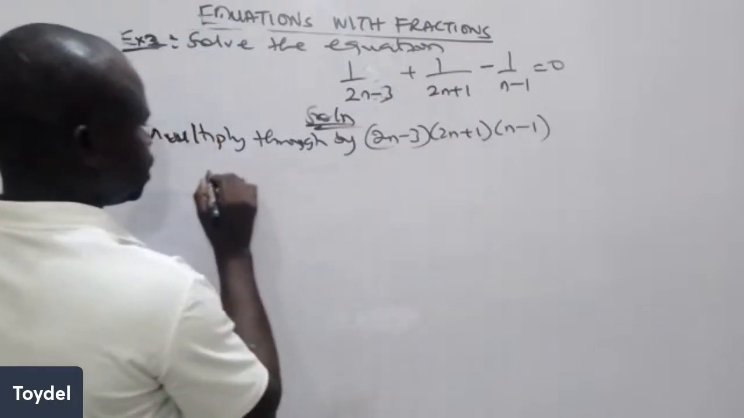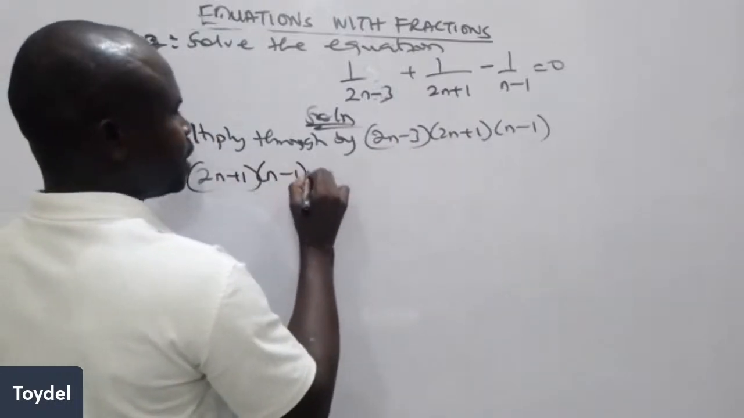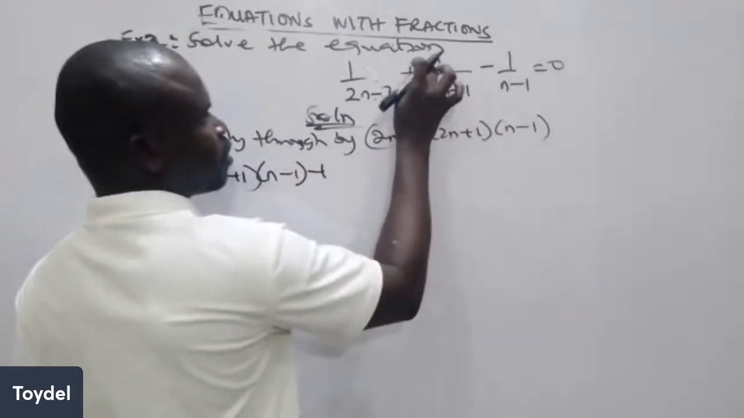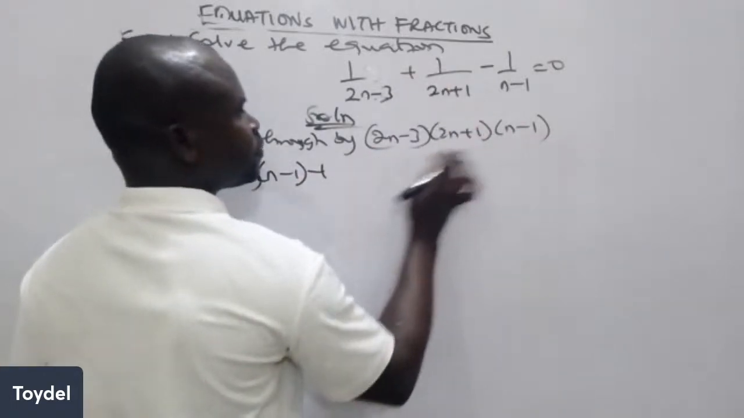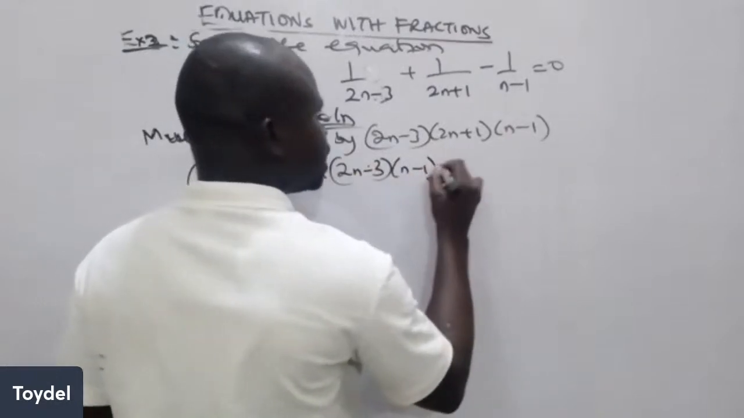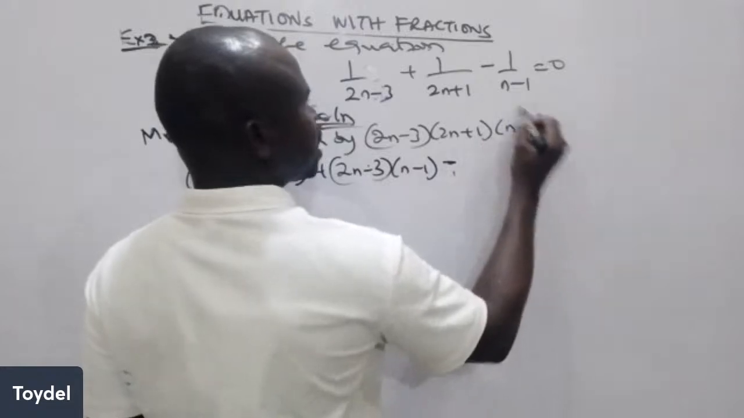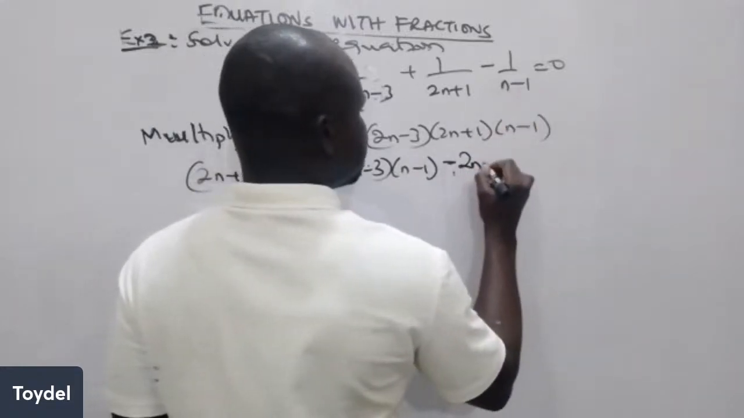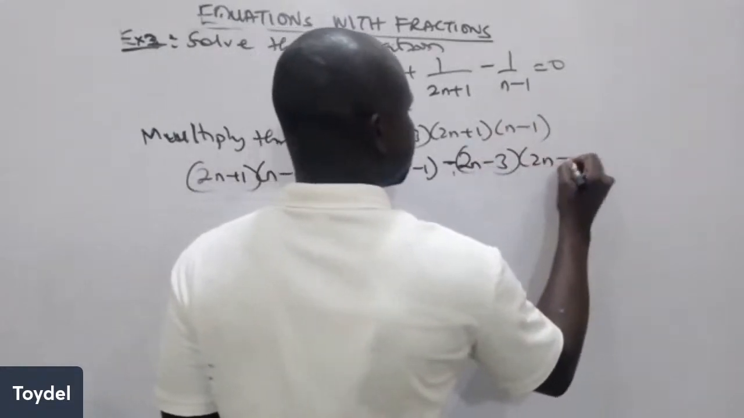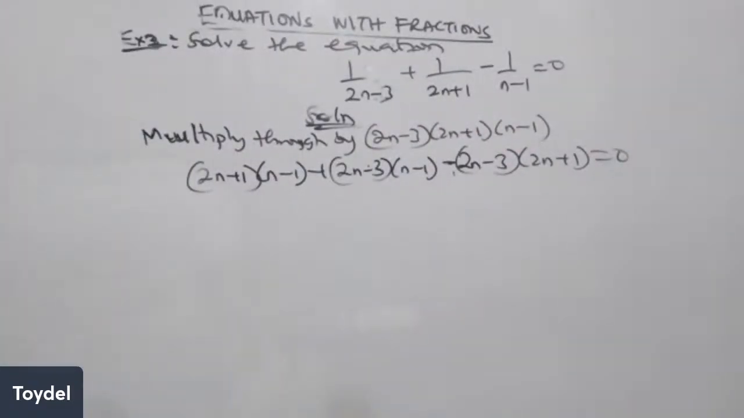I'll be left with 2n plus 1 into bracket n minus 1. Then plus, if I use everything to multiply the second one, this will take care of this. I'll be left with these 2. I have 2n minus 3 into bracket n minus 1. Then plus, if I use to multiply this last one, here we have minus. This will cancel this. I'm going to have 2n minus 3 into bracket 2n plus 1. Everything multiplied by 0, anything multiplied by 0 is 0. So that's what I'm going to have.